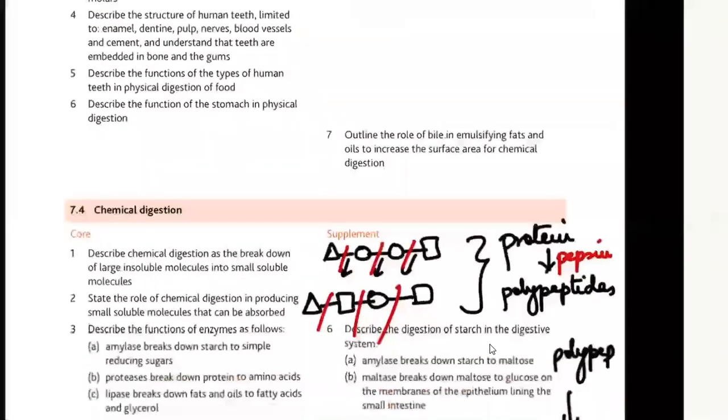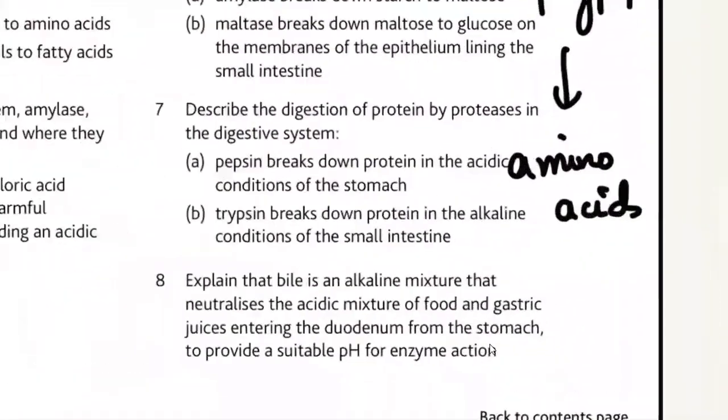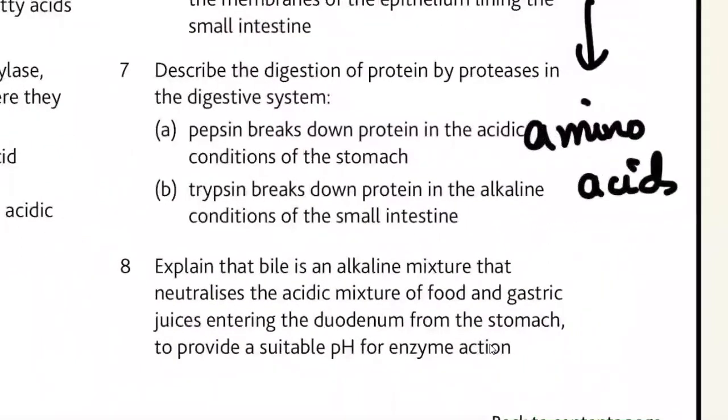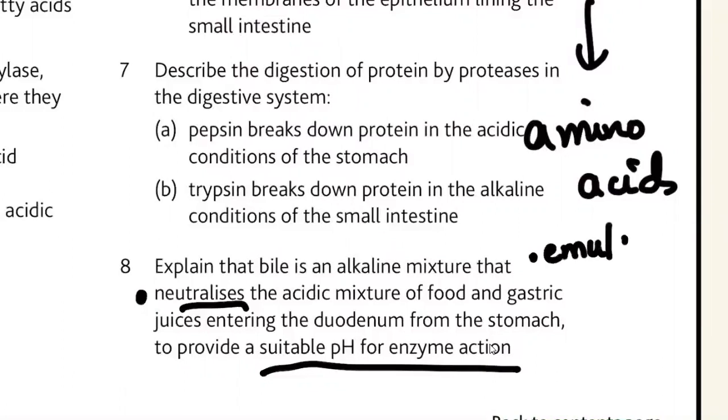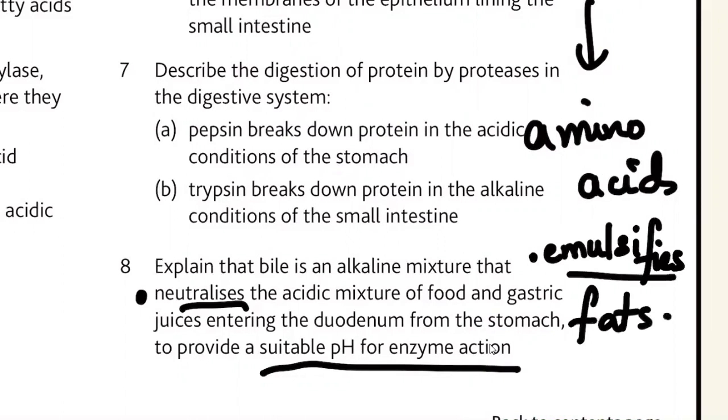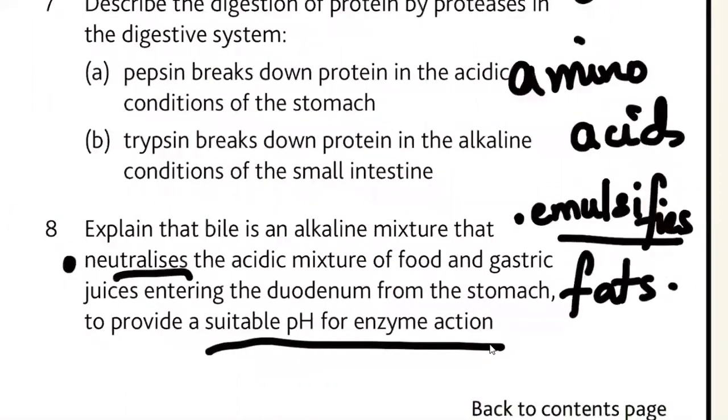Yes. And if we check again, we also covered this learning outcome that bile is an alkaline mixture whose job is dual. The first job is that it is going to neutralize the acidic mixture of food and gastric juices entering the duodenum from the stomach, so that it provides a suitable alkaline pH. The second function is emulsification. Many students think that the only job of bile is to emulsify fats, but there is another job also, which is to neutralize the acidic mixture. And that was the question given in the MCQs which we just did right now.